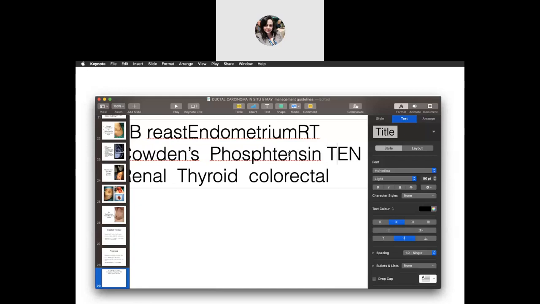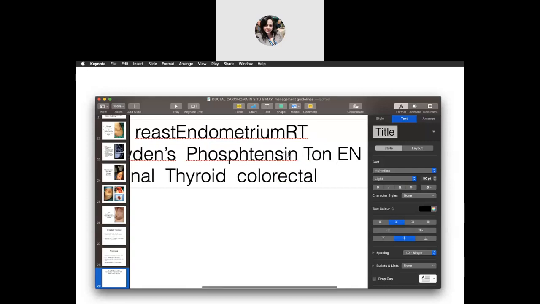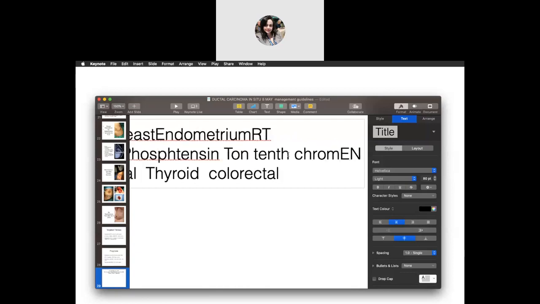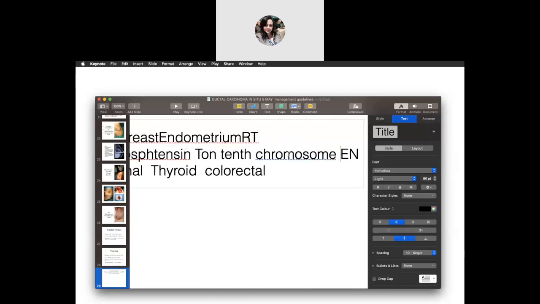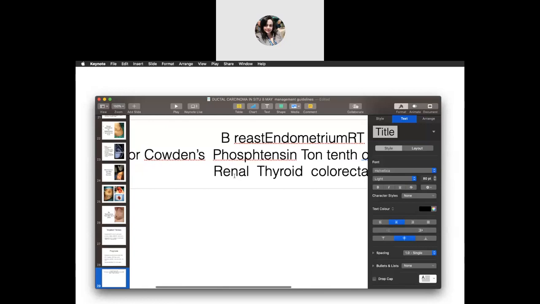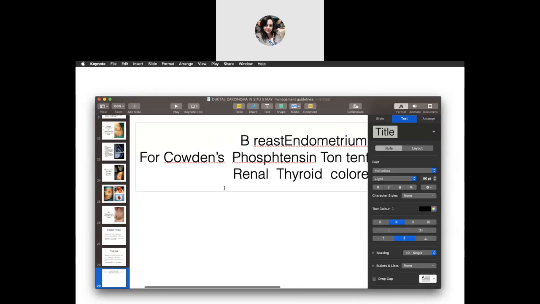Phosphatase and tensin homolog on the 10th chromosome. Is it chromosome 10? Can somebody check? Phosphatase and tensin on the 10th chromosome. So the PTEN gene gets mutated and leads to Cowden syndrome, and the patient classically presents with BERT: breast, endometrium, renal, and thyroid, and may also have colon.